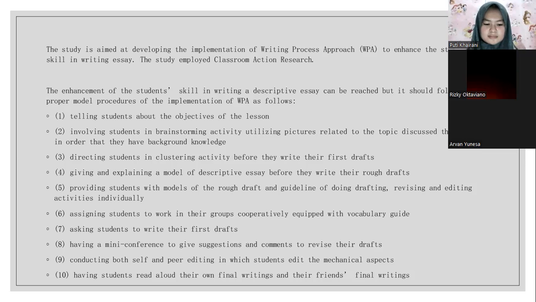To follow up the conclusion about this article, there are some suggestions proposed to the English teacher or lecturer, students, and future researchers. English teachers or lecturers of writing courses are recommended to employ the prepared model procedure of the implementation of WPA as one of the alternative strategies in the writing class because of the effectiveness of the strategy.